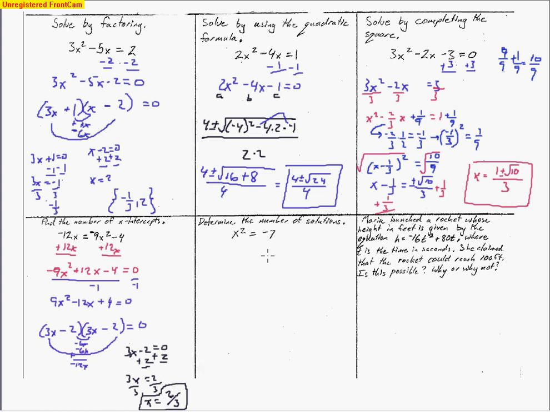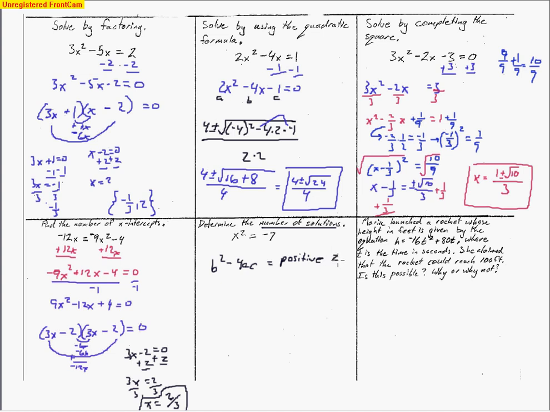So here it says determine the number of solutions. The number of solutions, we're going to use the discriminant. Remember, it's just the b squared minus 4ac. I've fixed this real quick again. It's just this portion. So remember, if this is positive, then we end up with 2 solutions. If this were 0, there would only be 1 solution. And if this was negative, then we would have no solutions. 0 solutions.